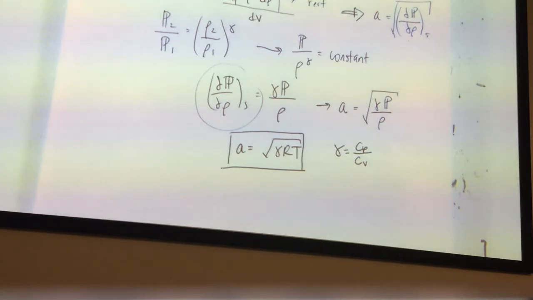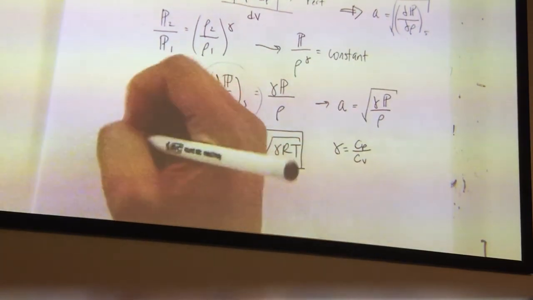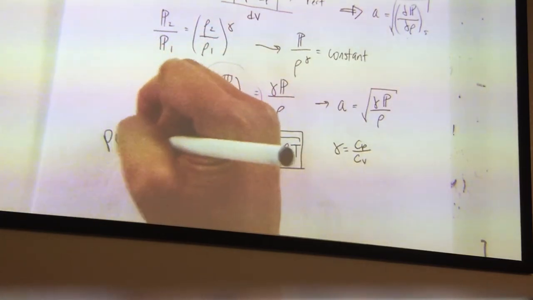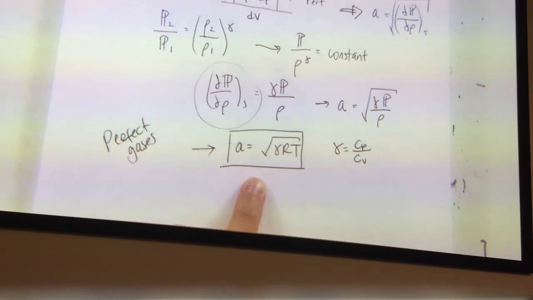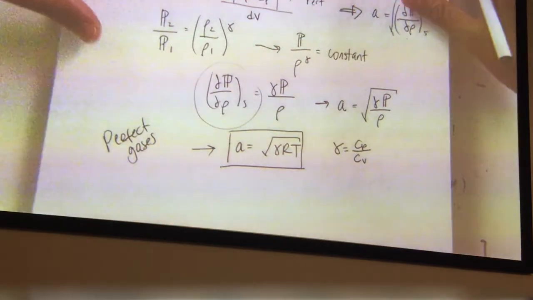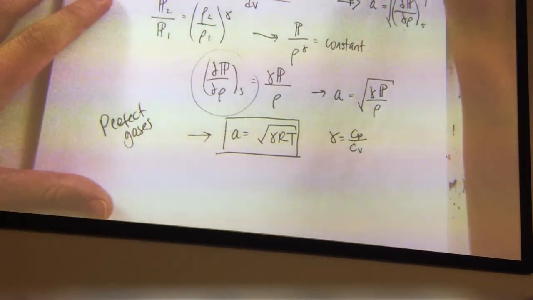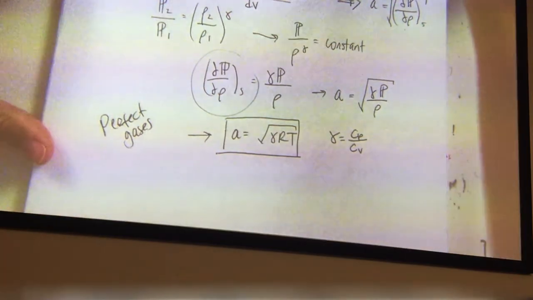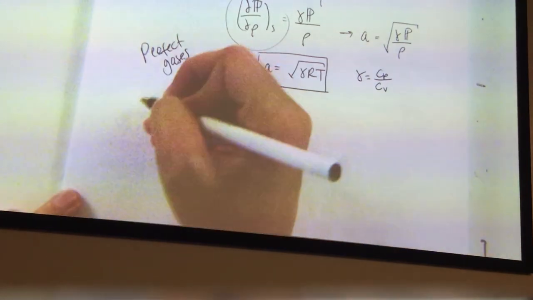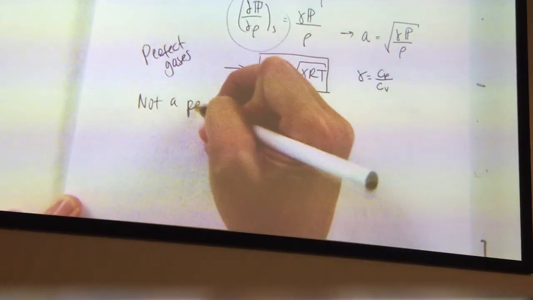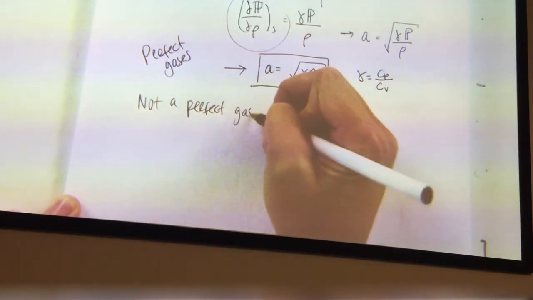Any questions? So remember, what's very important to keep in mind is that this is for perfect gases. So this is not going to hold true for liquids or for solids. This is just for perfect gases, oxygen, hydrogen, and so on and so forth. So what happens if we don't have a perfect gas? What would be the case?